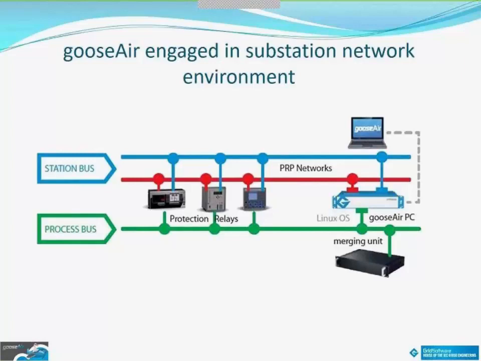Okay. So here's an example of GooseAir engaged in a substation network. In this picture, you can see that the GooseAir PC box is the one communicating with other 61850-based tools on the network, IEDs, while the Windows application is completely isolated from the network, and it is used only to issue commands or to present data which is captured by the GooseAir PC box. From this picture, you can also see that GooseAir can be simultaneously connected to the process bus and to the station bus as well, which means that GooseAir can simultaneously monitor and capture sample value streams or even generate sample value streams on the process bus while monitoring GOOSE traffic on the station bus, and also establish a connection with one or more IEDs on the station bus.